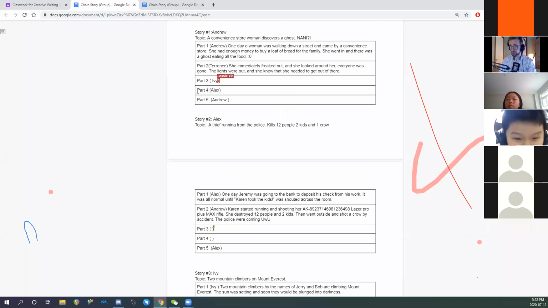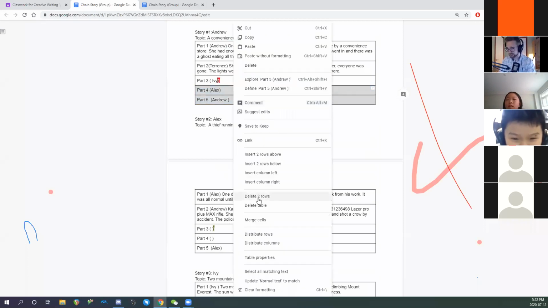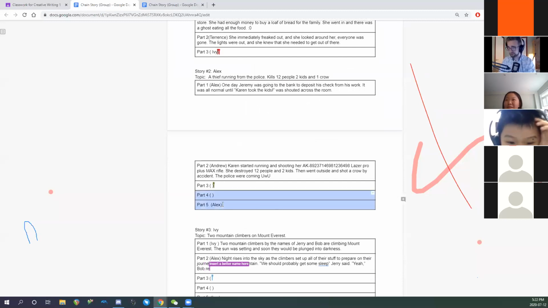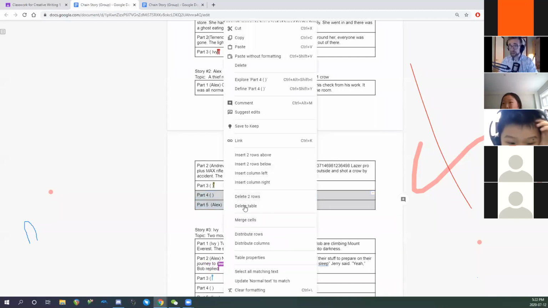Okay. So I'm going to go through and delete 2 rows. This will be the final part of the story, so we can get to some of the editing. I want to show everyone the editing part.